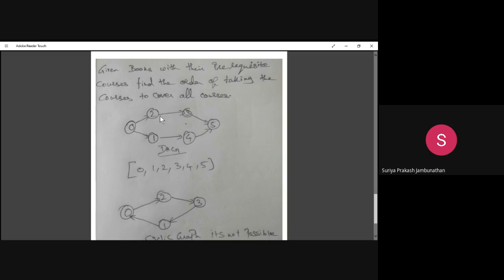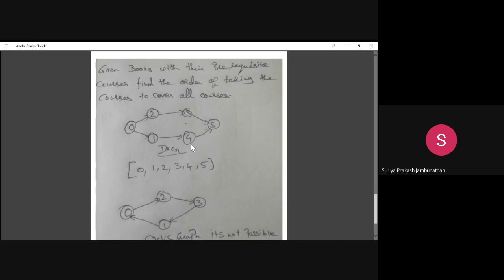The same way, when you are going for 3 and 4, before studying 3 and 4, you should learn books 1 and 2. Before learning book 5, you should learn books 3 and 4. So that's what the graph represents. First we are taking 0 in degree, so 0 will come. Next we are going for 1 in degree, so 2 and 1, and the same way 3 and 4. You can write in the order 1 and 2, then 3 and 4, because these nodes have 1 in degree.